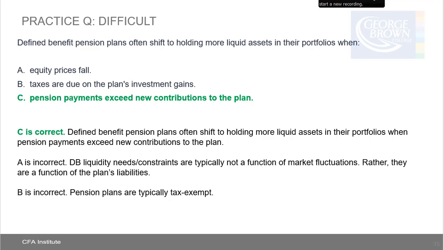But anyhow, defined benefit pension plans often shift to holding more liquid assets in their portfolios when C, pension payments exceed new contributions to the plan. They need the liquidity, okay? Because it's a pension plan, it can have quite a long time horizon, but there is a need for liquidity in terms of paying out their pensions. So it's saying, shift to holding more liquid assets when pension payments exceed new contributions, so there's no new money coming into the plan, and they have to make the same payouts.